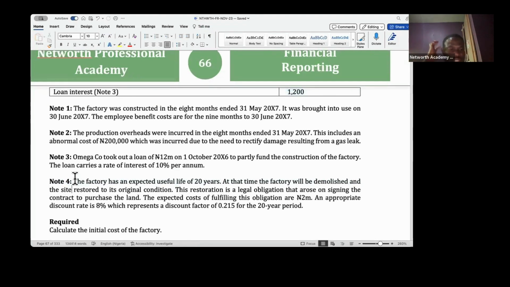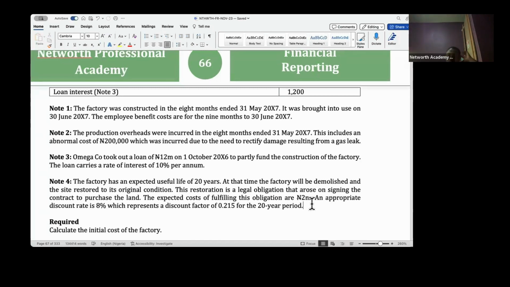This one states that the factory has an expected useful life of 20 years. At that time, the factory will be demolished and site restored to its original condition. The installation is a legal obligation that arose on signing the contract to purchase the land. The expected cost of fulfilling this obligation is 2 million. Discount rate is 8%. Discount factor is 0.215.